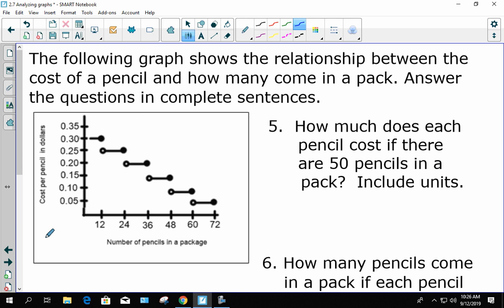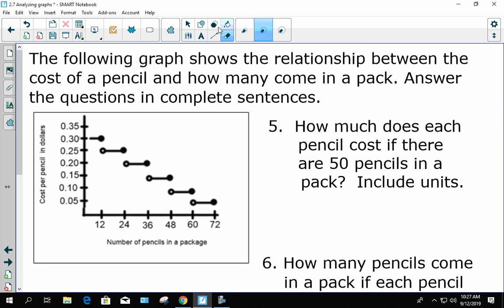Now, look at this. The following graph shows a relationship between the cost of a pencil and how many come in a pack. Answer the questions in complete sentences. They don't have to be complete sentences. Just answer the questions. Now, you got to look at this. What does this open circle mean? Don't include me. That's what it means.